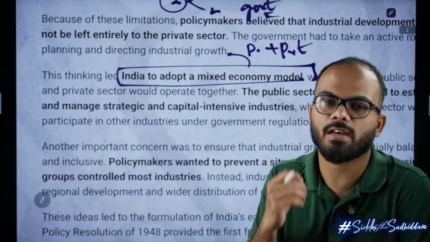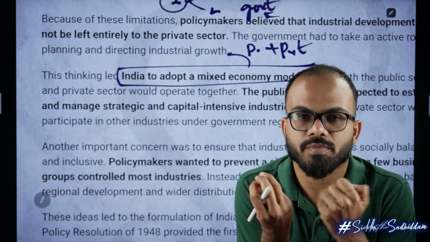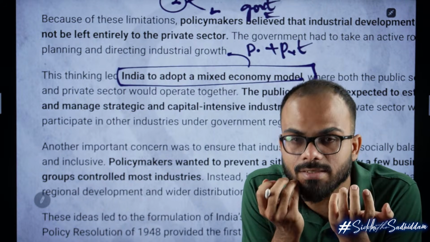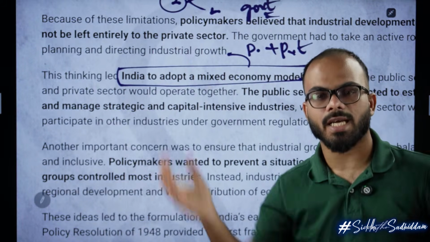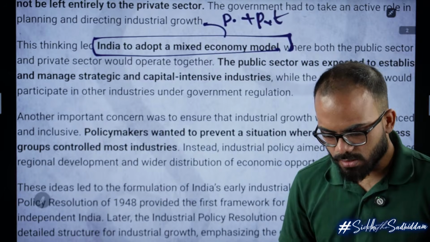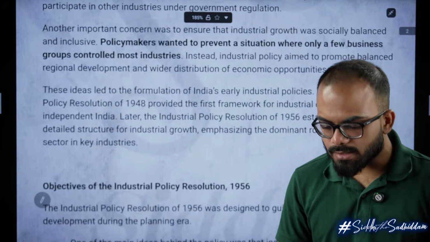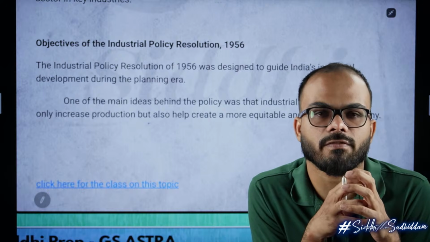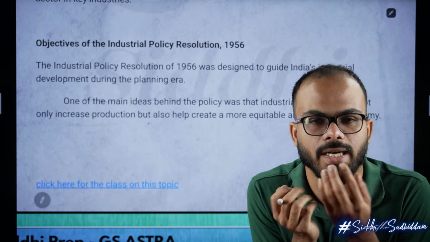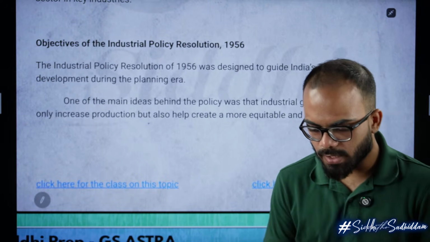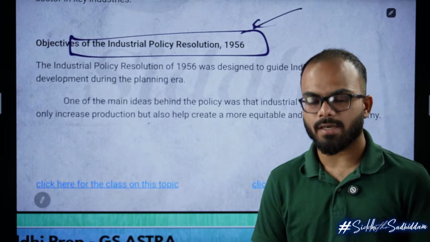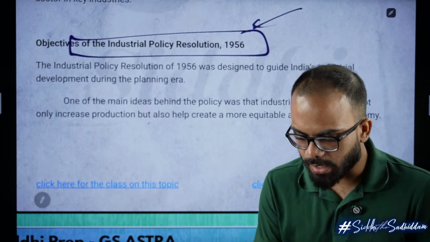So they thought that we will utilize the government sector, we will utilize government larger industries, and we will build the entire ecosystem of industries in India. So that was the idea. And the other thing was that they wanted to prevent the concentration of the entire wealth in one section of people. This was the idea, because of which the government of India brought in the Industrial Policy Resolution 1956. So the aim was simple.